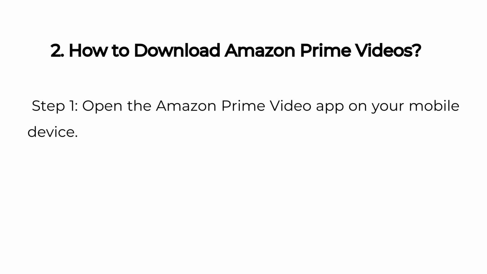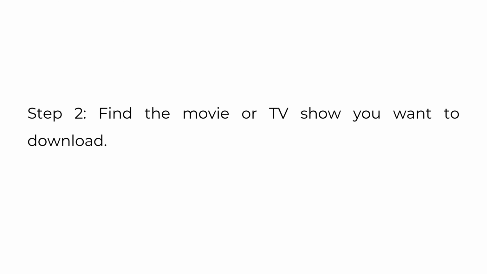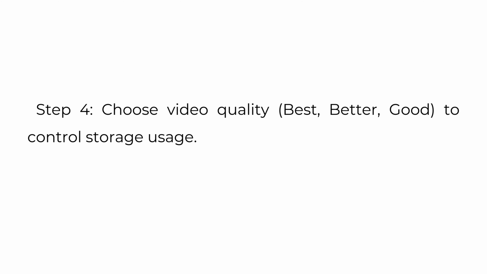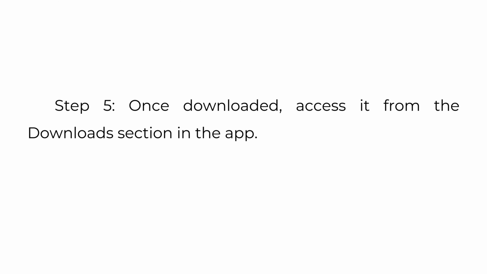2. How to download Amazon Prime videos. Step 1. Open the Amazon Prime Video app on your mobile device. Step 2. Find the movie or TV show you want to download. Step 3. Tap the download button for movies or download episode, channel, or season for TV shows. Step 4. Choose video quality, best, better, good, to control storage usage. Step 5. Once downloaded, access it from the download section in the app.